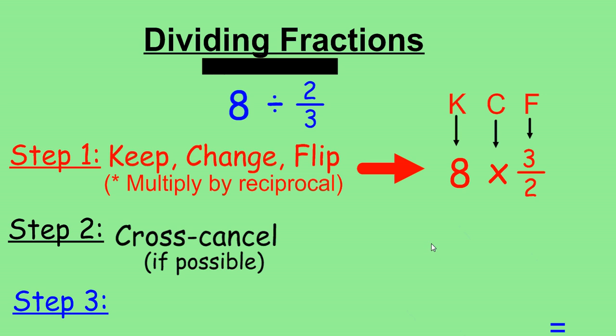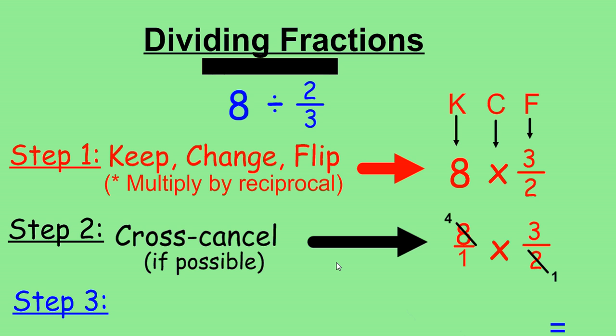And we look at this problem here. 8/1 times 3/2. We can cross cancel the 8 and the 2 because we could factor a 2 out of the 8 and factor a 2 out of the 2 in the denominator.